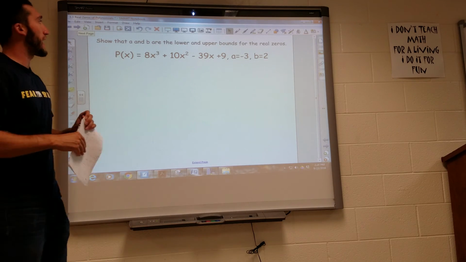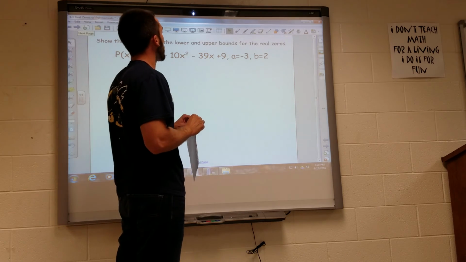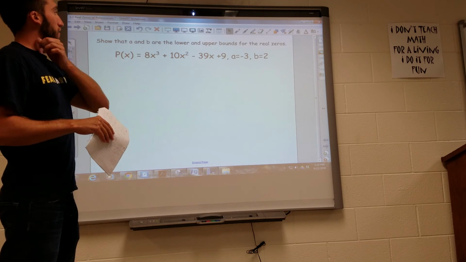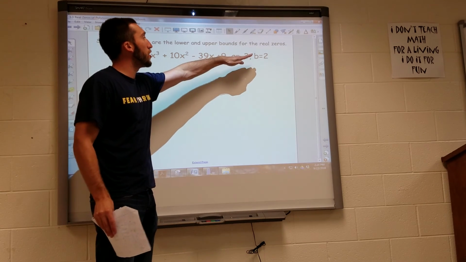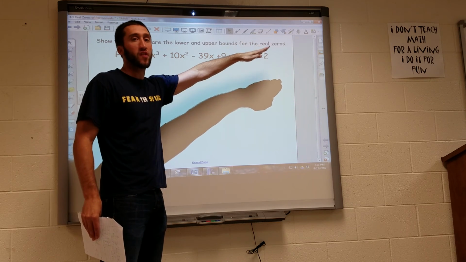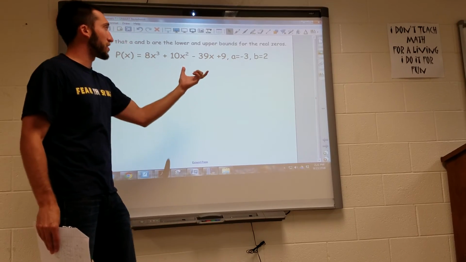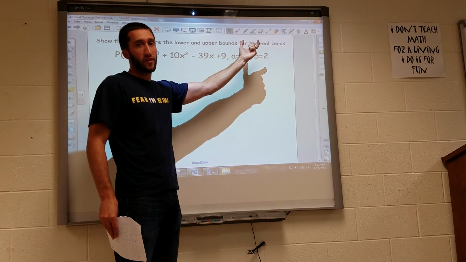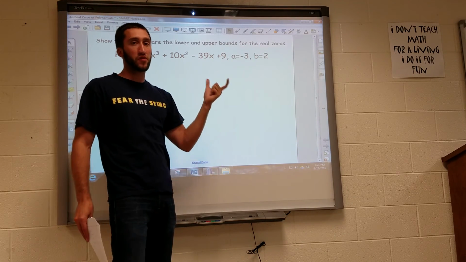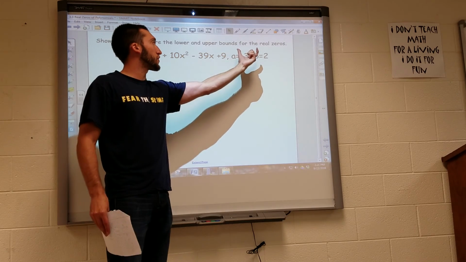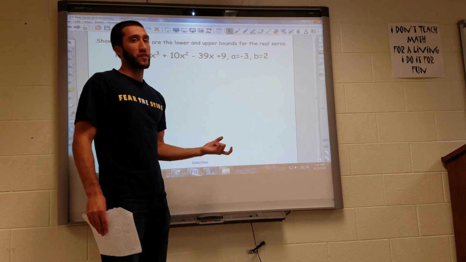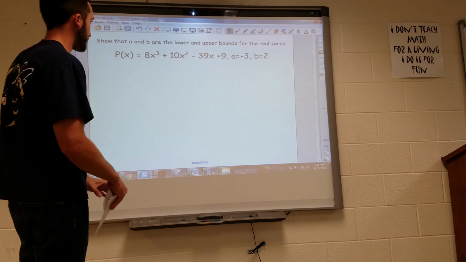They just want us to show that A and B are lower and upper bounds for the real zeros. So what is important about this is, if I know negative 3 is a lower bound, and I know positive 2 is the upper bound for the zeros, then I know that my zeros are going to fall between those 2 points. So if you have a whole lot of p divided by q's, a whole lot of possible zeros to check, this might be beneficial because then you know the zeros fall between negative 3 and 2. So it would help us narrow down our possible zeros.